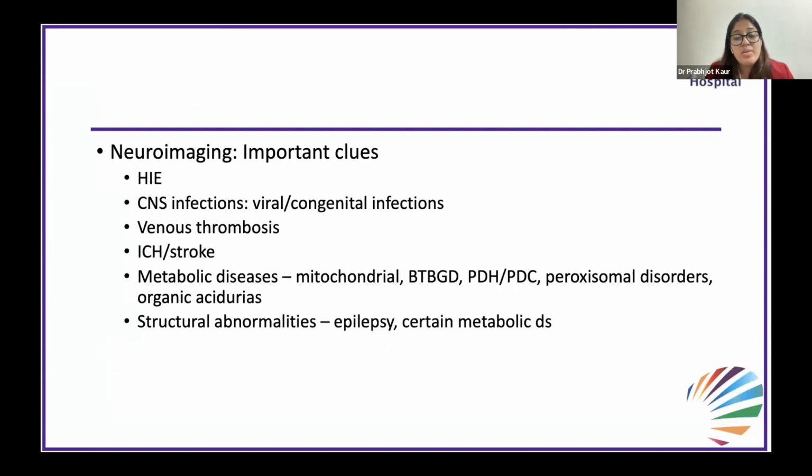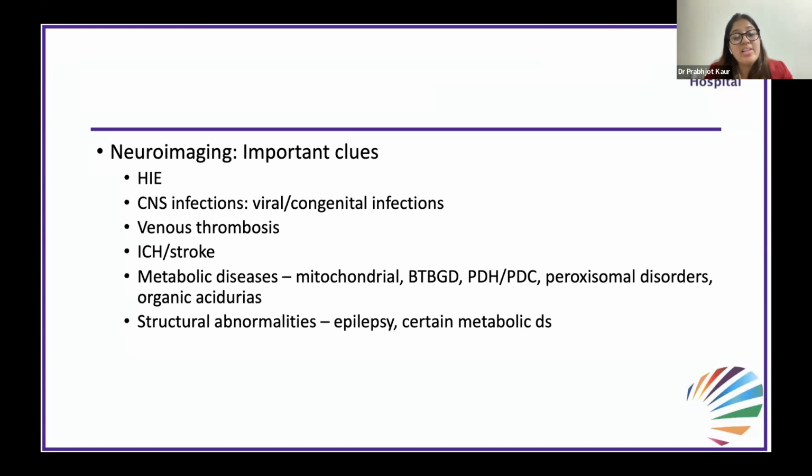Third, neuroimaging is important. If after the first line investigations, neuroimaging can give us very important handles, such as HIE, CNS infections such as viral or congenital infections, venous thrombosis, intracranial hemorrhages or strokes, certain metabolic diseases like mitochondrial disorders, peroxisomal disorders, organic acidurias, and even structural abnormalities which may be associated with epilepsy or certain metabolic disorders, they can be diagnosed, or they give us very important clues as to what is happening.